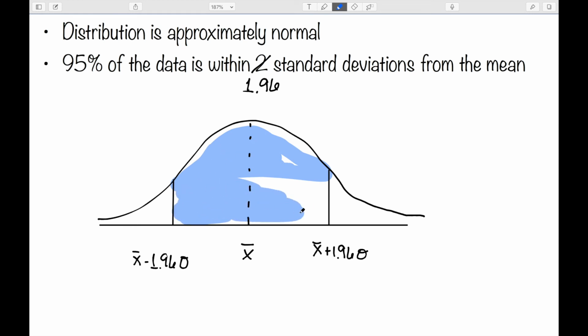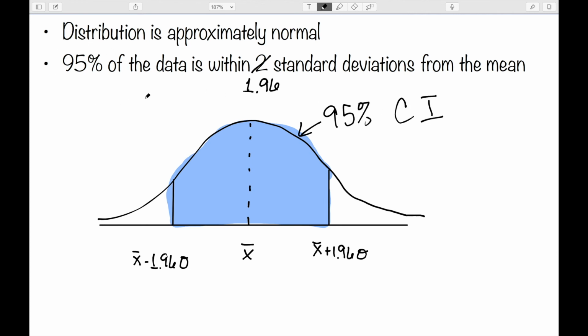But what it tells us is that there is a 95% chance that the true mean, the actual population mean, is somewhere in this range. So this is kind of the idea of a confidence interval. We're going to go up and down by a certain amount from the sample mean and know that there is a really good chance that that range is going to hold the true population mean. And so this would be a 95% confidence interval.